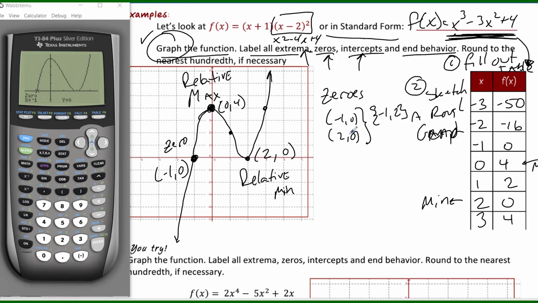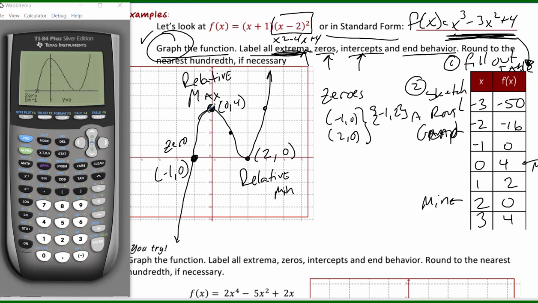This is the ordered pair. These tell me they're zeros. So then what do we have? We have a relative max at 0, 4. You could either leave it on the graph or write it: relative max 0, 4, relative min 2, 0. All right. So what do I have? I have extrema right there, relative max, relative min. Zeros, I got them both right here.